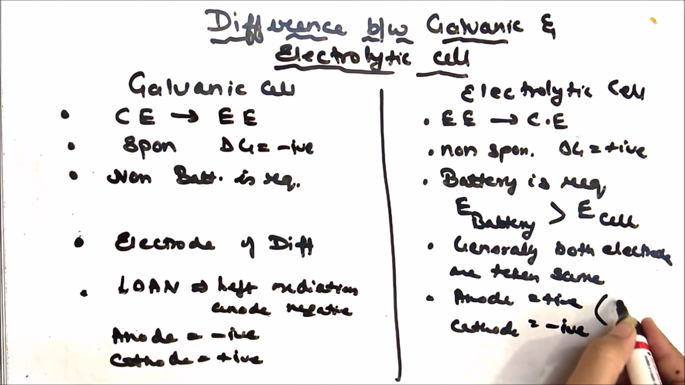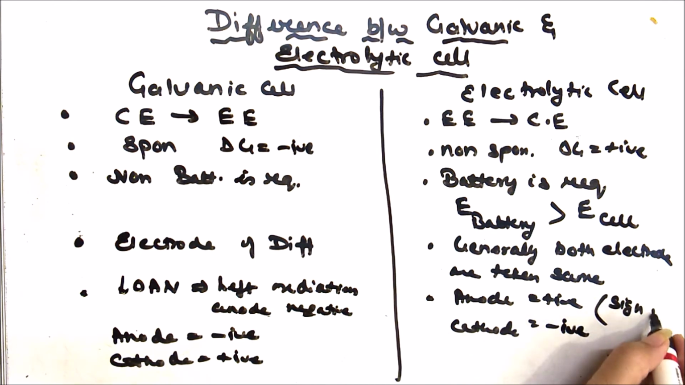Here we can see that this sign is decided by the battery. Okay, this sign is decided by battery. So this is the major difference, right? This is the major difference between the electrolytic cells and the galvanic cells. So let's move to the further points.